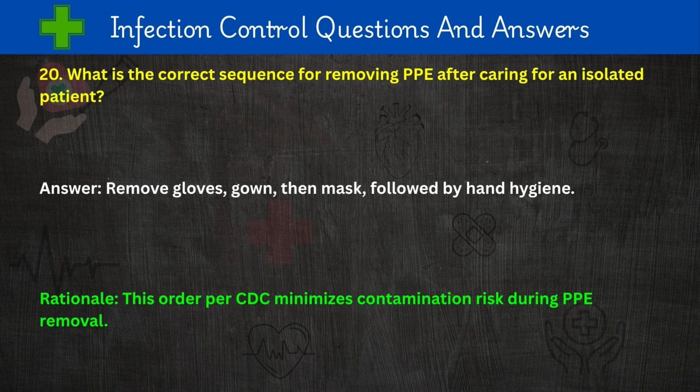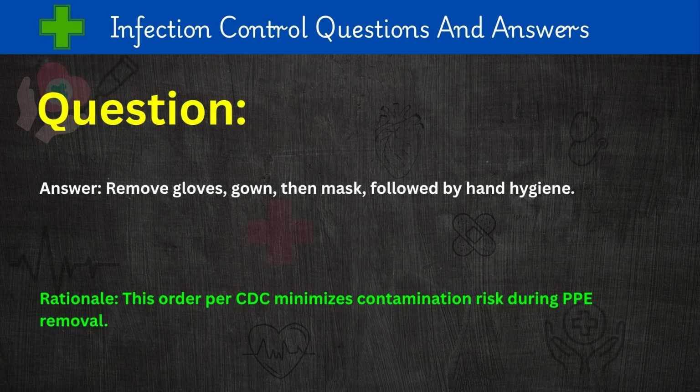Answer: remove gloves, gown, then mask, followed by hand hygiene. Rationale: this order per CDC minimizes contamination risk during PPE removal.